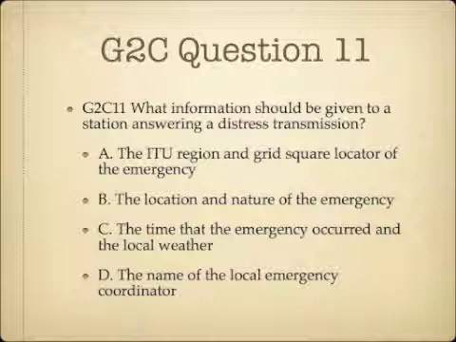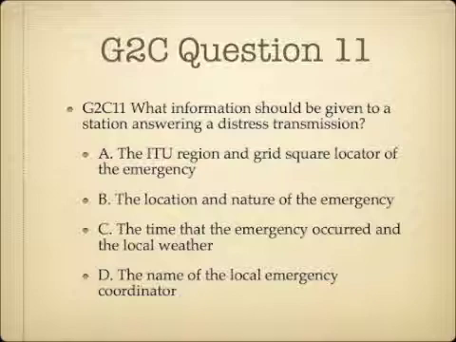Question 11. What information should be given to a station answering a distress transmission? A. The ITU region and grid square locator of the emergency. B. The location and nature of the emergency. C. The time that the emergency occurred and the local weather. Or D. The name of the local emergency coordinator.